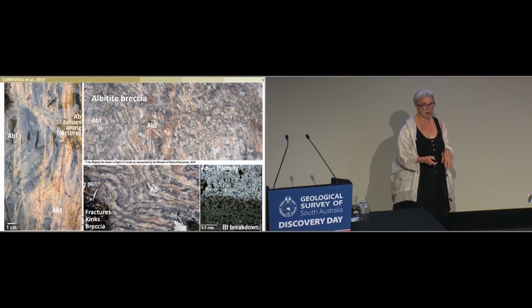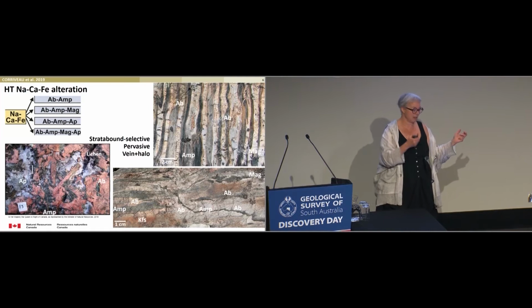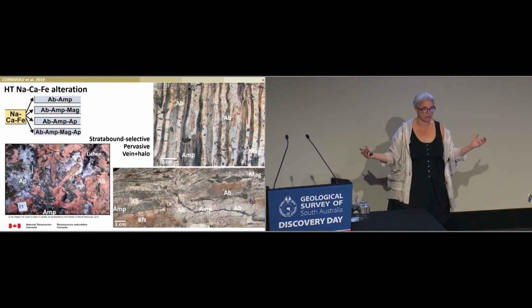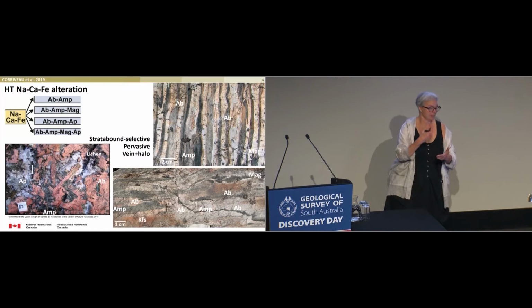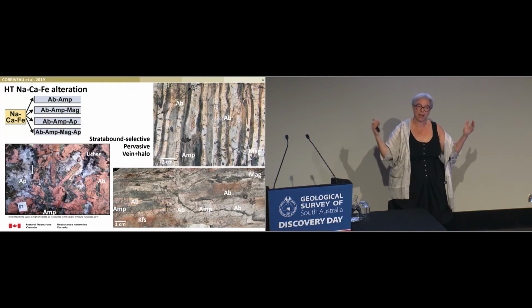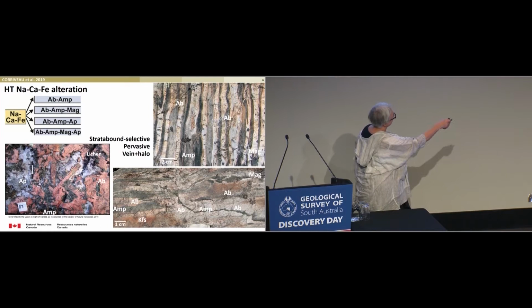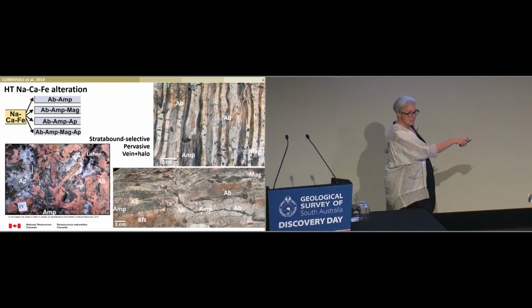Now, in a simple system, you just go up. The next stage will be a sodic calcic iron alteration facies that has a wide variety of alteration minerals: albite, amphibole, magnetite, apatite, in all sorts of different contents. But if you have stratabound alteration of amphibole, next door you'll have halos of albitite. So that's how we define those alteration species. You can have veins. Let's take these veins here: amphibole, halos of albite. So the facies is the combination of the amphibole and the albite.